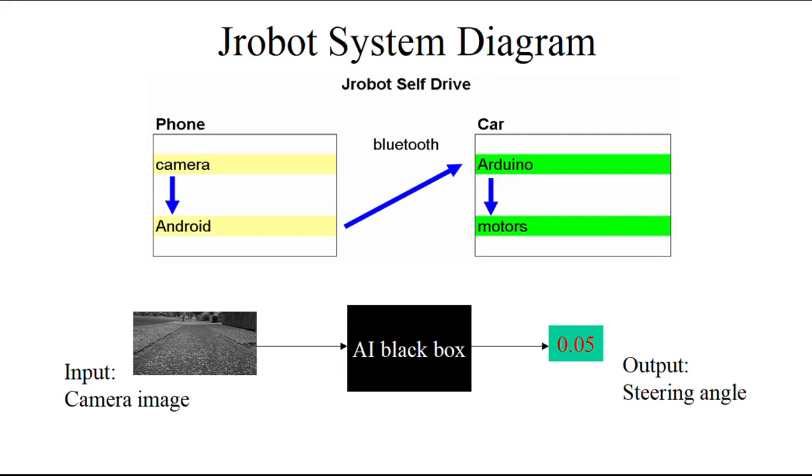Camera sends the image to Android. Android sends the command to Arduino. Then Arduino sends the command further down to the motors. The key part of it is an AI black box that's able to take a camera image as an input and spit out the steering angle as an output.